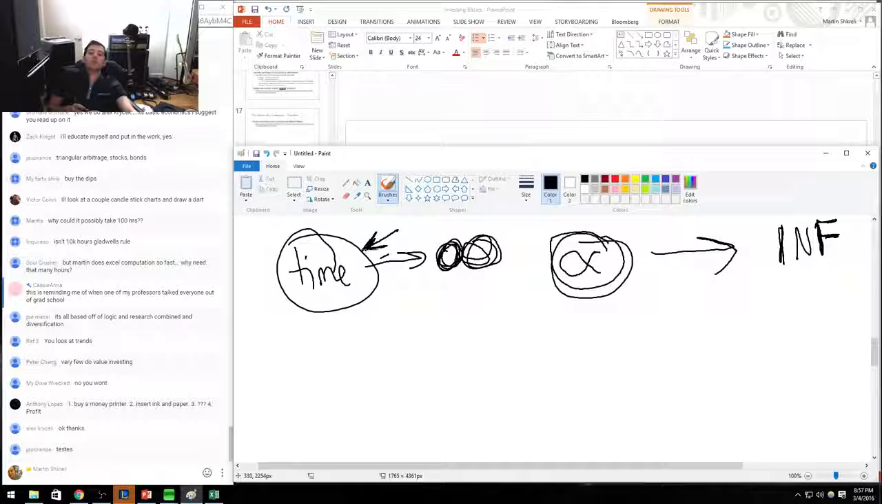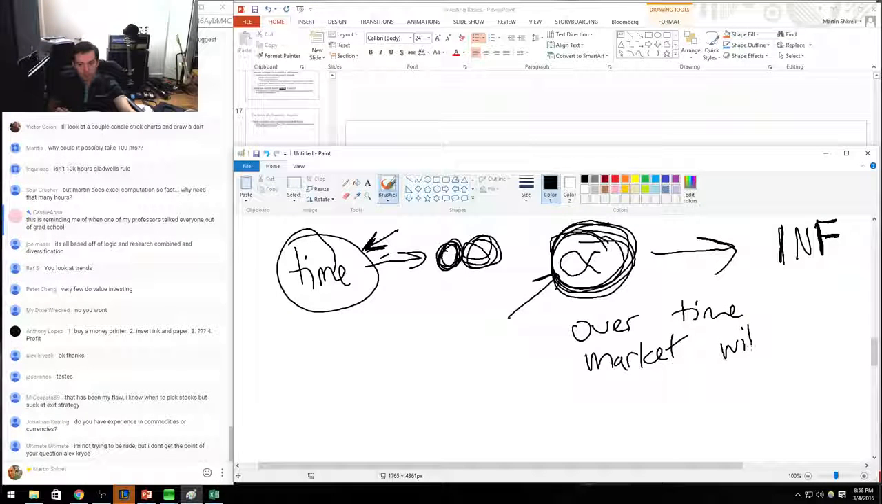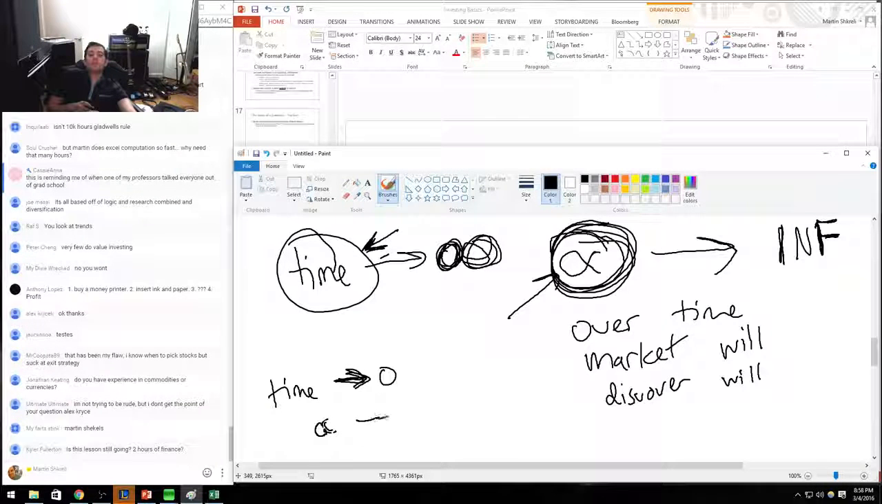Even as you're researching a company, the markets will change. Markets will over time discover true value, and your arbitrage, or the alpha, will disappear. So you don't have time. Time is your enemy. Now as time goes to 0, in terms of a time frame, your ability to capture an arbitrage also approaches 0.